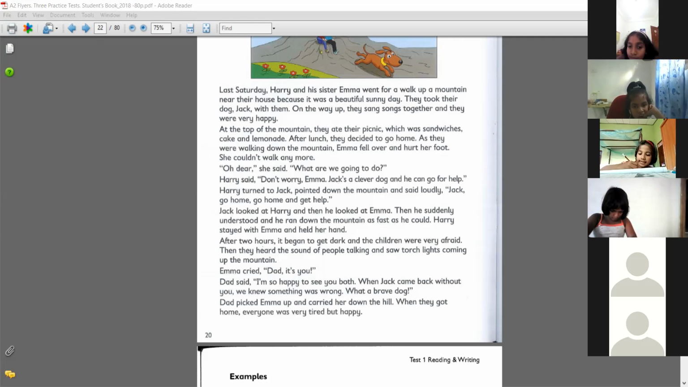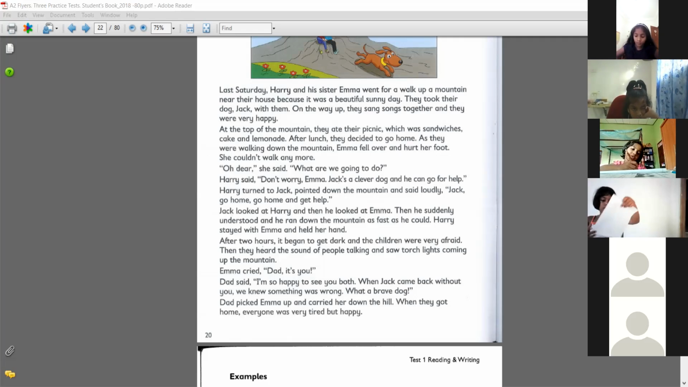After lunch, they decided to go home. As they were walking down the mountain, Emma fell over and hurt her foot. She couldn't walk anymore. Oh dear, she said. What are we going to do?